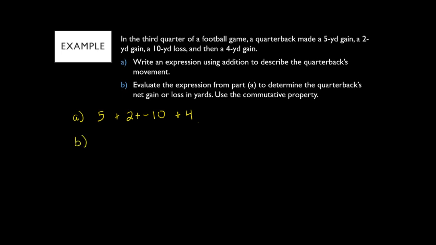Part B, we're going to use the commutative property. So you're going to want to rearrange these numbers in a way that makes it easier for you in your head. Everybody has a different mental math ability, different numbers they know really well to add together. So you may rearrange this differently, but I look at this and I think, let me do all the positive stuff first and then take care of the negative, because the negative 10, or just subtracting 10, that's easy to do.